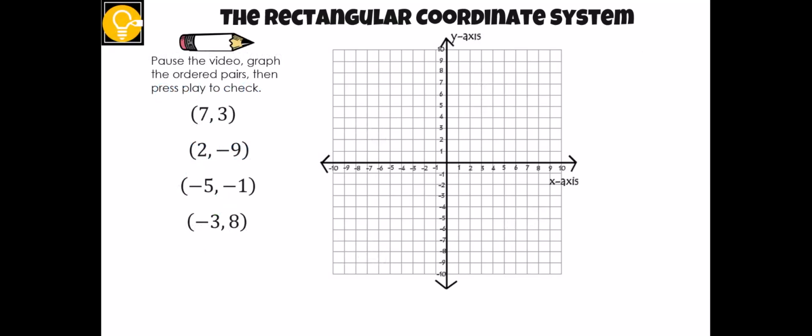Now, what I want you to do is pause the video, graph the ordered pairs, and then press play to check. Let's see how you did. The first ordered pair is 7, 3. I go to 7 on the x and 3 on the y. Cool. The next one is 2, -9. I go to 2 on the x and then -9 on the y.